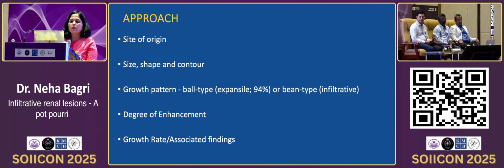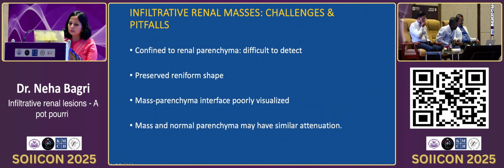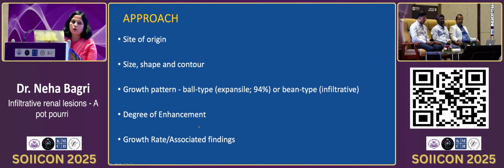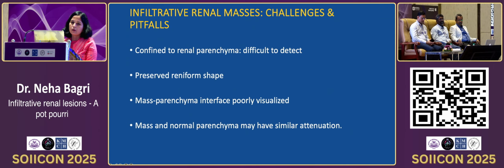So what should be your approach when you see a renal infiltrative lesion? First of all, decide the site of origin. The size, shape and contour of the lesion, what is the growth pattern, whether it is ball type or bean type. Mostly among RCC, 94% present as ball type lesions, but still the rest 6% which present as bean type lesions have poor prognosis. The degree of enhancement of the lesion, what is the growth rate and what are other associated findings.